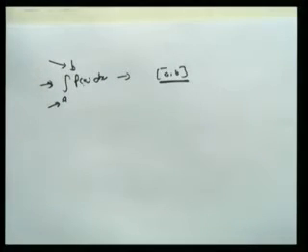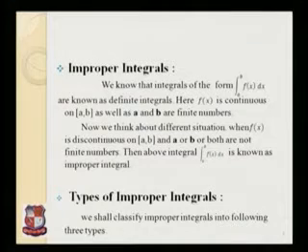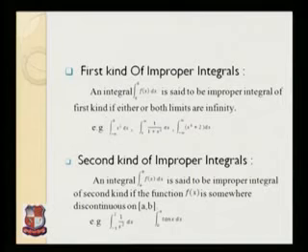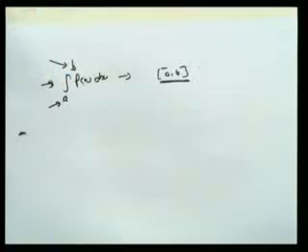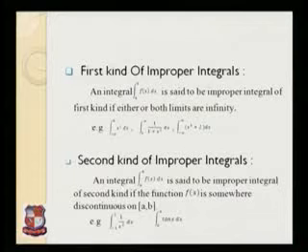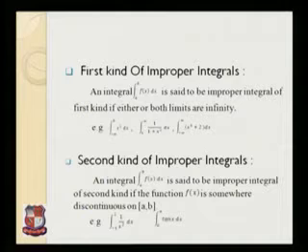Next is types of improper integrals. Here we shall classify the improper integrals into the following three types. First kind improper integrals. An integral f of x dx from a to b is said to be improper integral of first kind if either or both limits are infinity.